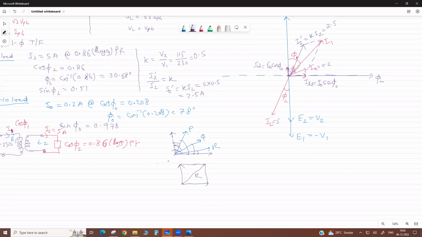So this is the total x component and this is the total y component. R we can calculate: R square equals x square plus y square. And this will be your angle phi. Then we can also calculate cos phi. So this will be used.